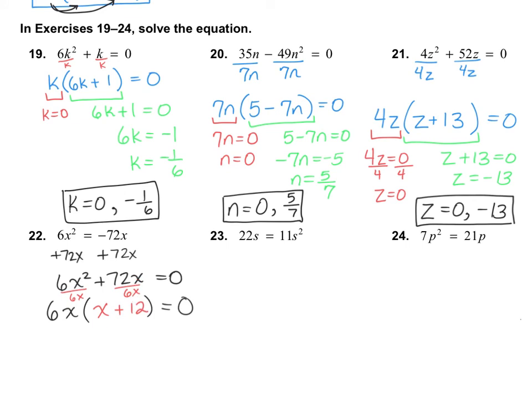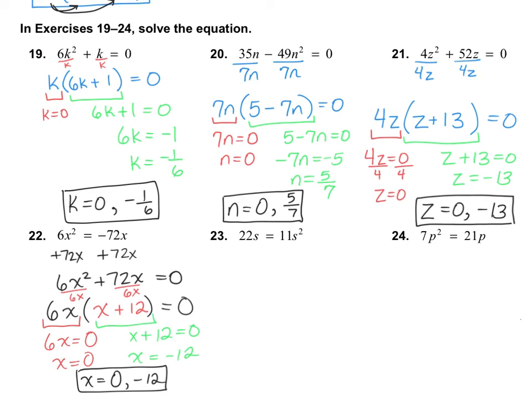Okay, now that we have it in factored form, we can solve for x. So 6x is equal to 0. That means x is equal to 0, so we divide by 6. Now x plus 12 is equal to 0. So that means x is equal to negative 12. That means that x could equal either 0 or negative 12.